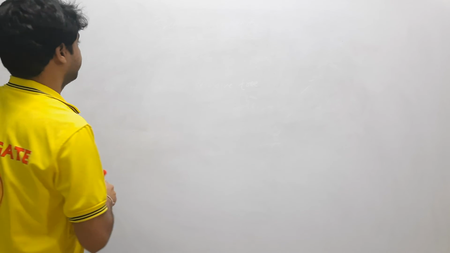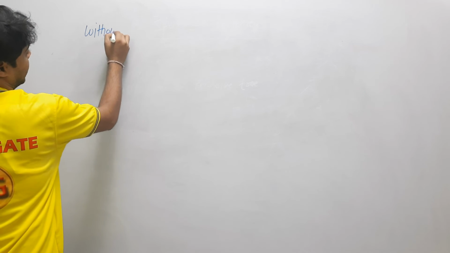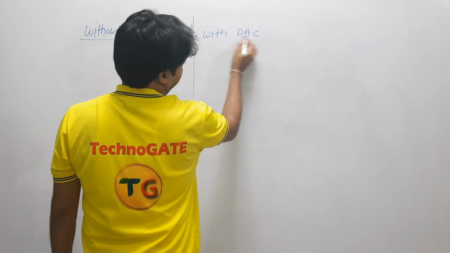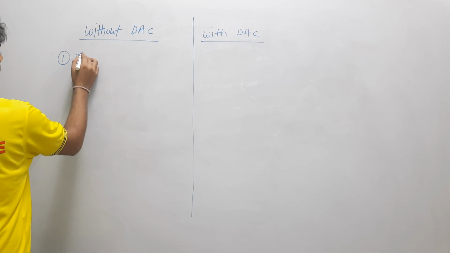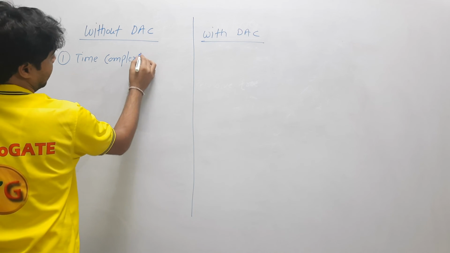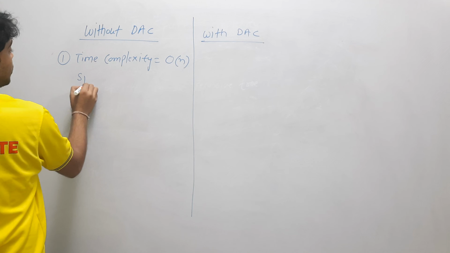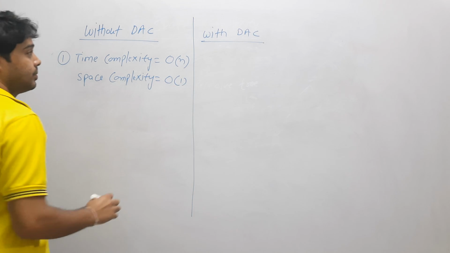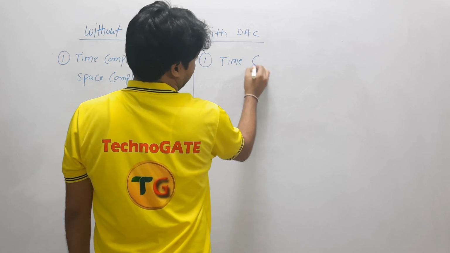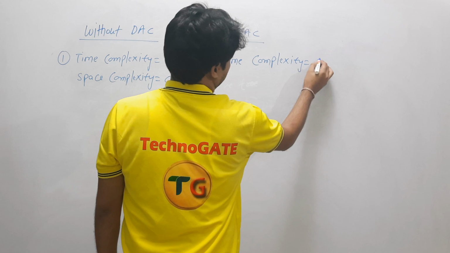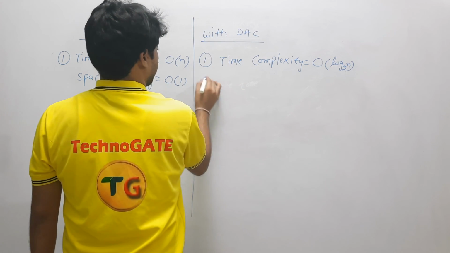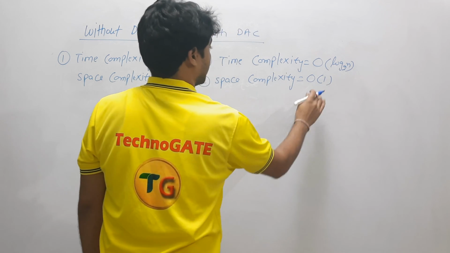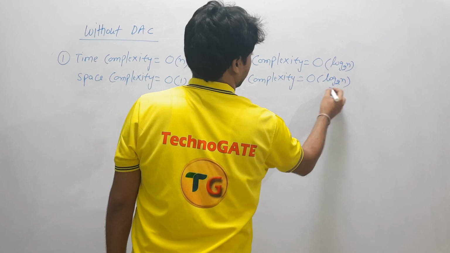So here, without divide and conquer, the time complexity is order of n, and the space complexity is constant. With divide and conquer, the time complexity is log n, and the space complexity is order of log n.